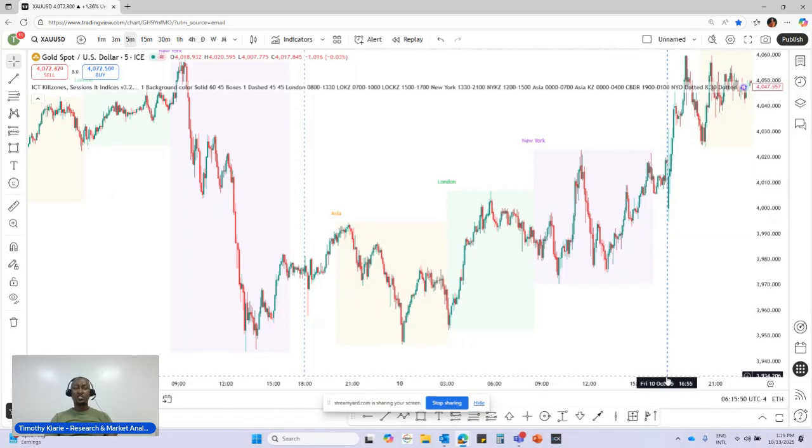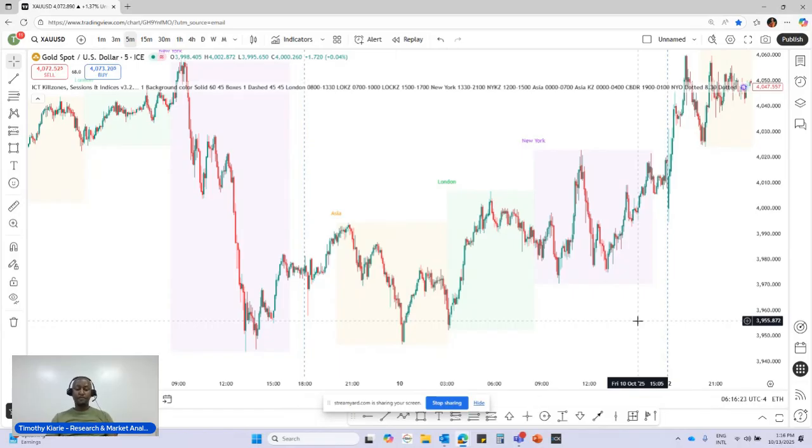Some of the pairs to watch in the London session are GBP USD, Euro USD, USD CHF, and maybe Euro JPY. So those pairs that are paired with GBP, Euro, and CHF are very active in the London session. So when we transition now to the New York session, which begins 8 a.m.